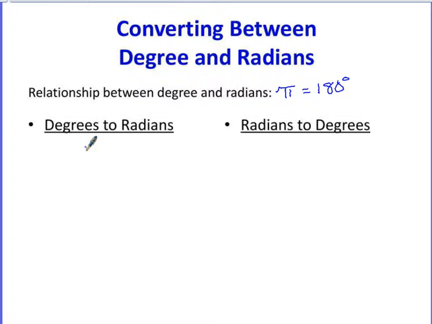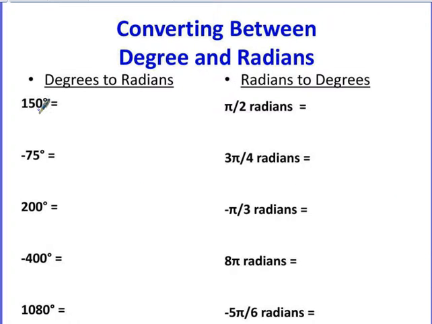So if we're going from degrees to radians, I'm going to take my angle in degrees. I'm going to multiply by pi over 180 because that's my relationship, and that will give me the angle in radians. Alright, if I'm going the other way, I have an angle in radians and I want to put it in degrees, then I'm going to flip this fraction over, so I'm going to multiply by 180 over pi, and that will give me my angle in degrees. So let's look at some examples.